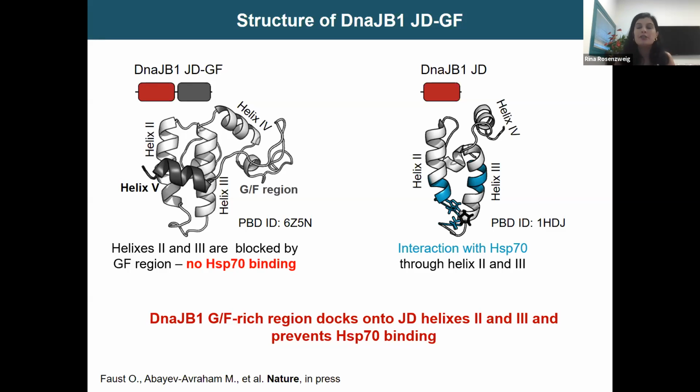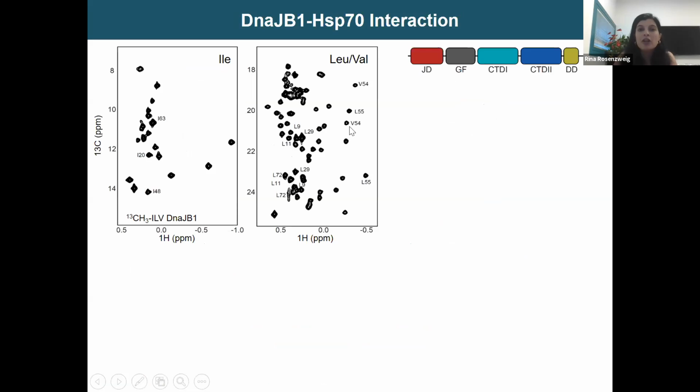Now we know it has to be some kind of regulation, because from many, many biochemical experiments, we know that if we take DNAJB1 full-length protein and add it to HSP70, HSP70 will be activated. So we know that in the full-length proteins, this inhibition must somehow be lifted. To understand how this regulation works, we wanted to look by NMR at the full-length DNAJB1 protein.